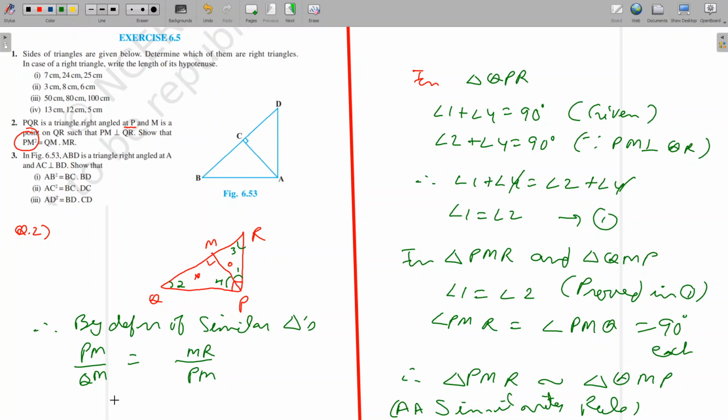Now cross multiplying, we get PM square. Therefore, PM square is equal to QM into MR. So this is the required result. This is how we have got the proof of question number 2.